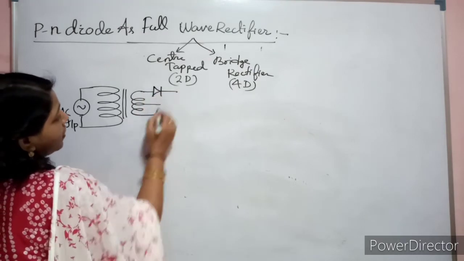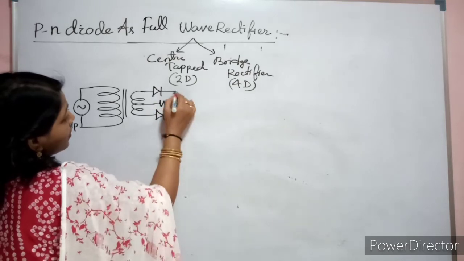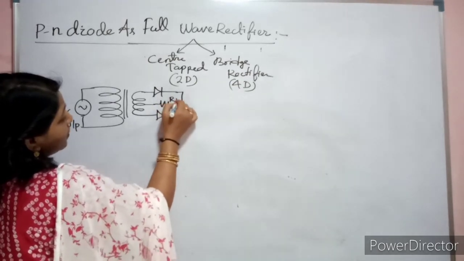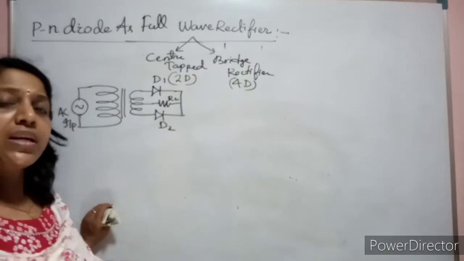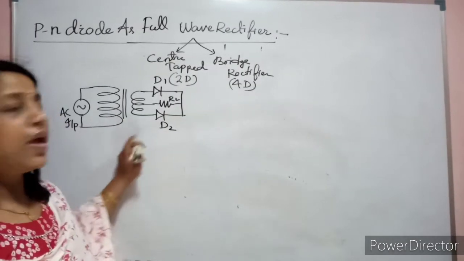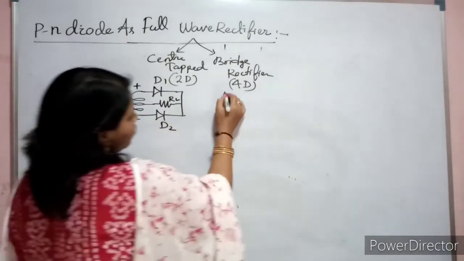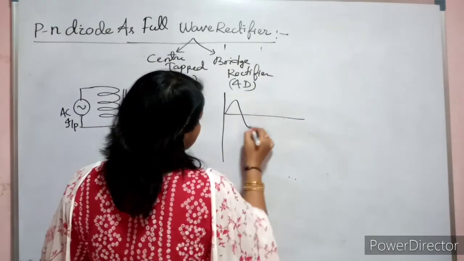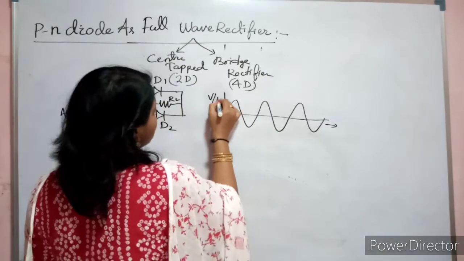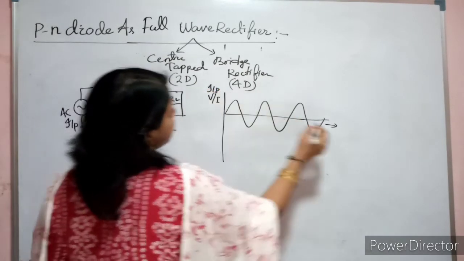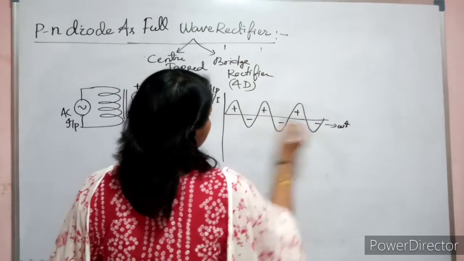Here you connect one diode. Here you connect another diode. Your load resistor you connect at the center. This is D1. This is D2. Now let us see the operation, how it works. During the positive half cycle of AC input, same way you can take the inputs. This is nothing but the AC input, your voltage or current, with respect to omega t. Positive, negative, positive, negative, positive, negative.